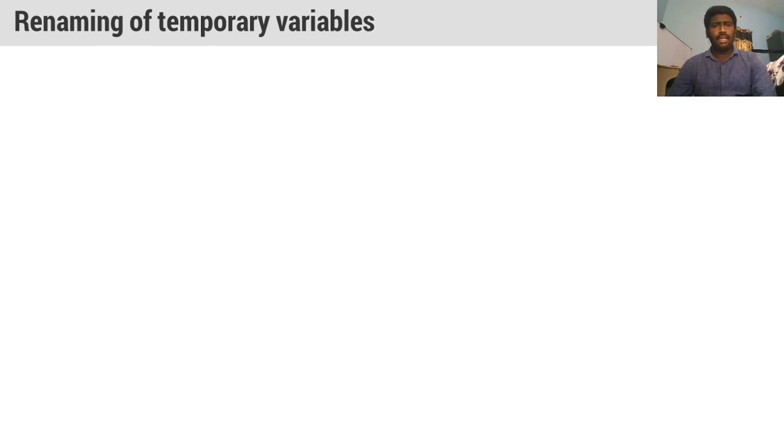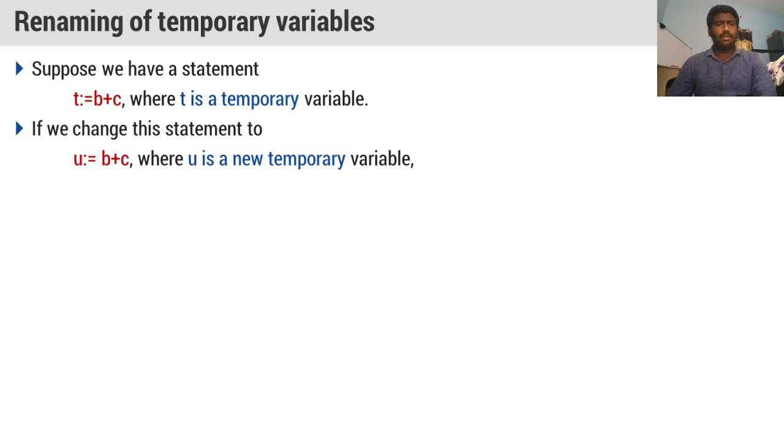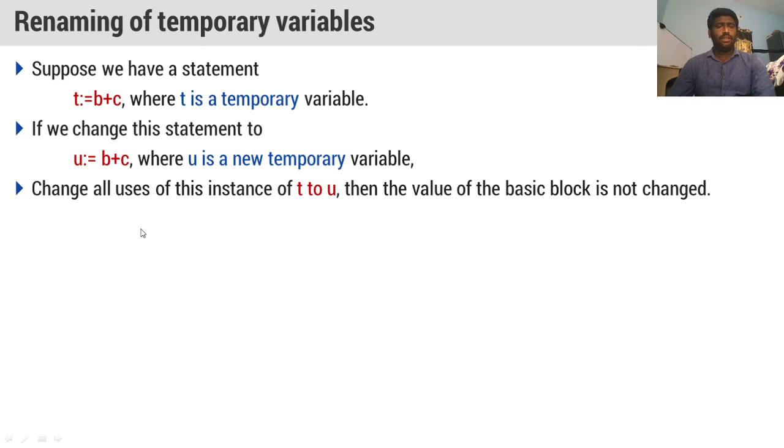The next one is renaming of temporary variables. Let us consider one statement here, t equal to b plus c, where t is a temporary variable, and we can change this statement into u equal to b plus c. What is this? We are taking a new variable here. Instead of t in the above statement, I have taken a new variable called u. So we change all uses of this instance of t to u, so that the value of the basic block is not changed.